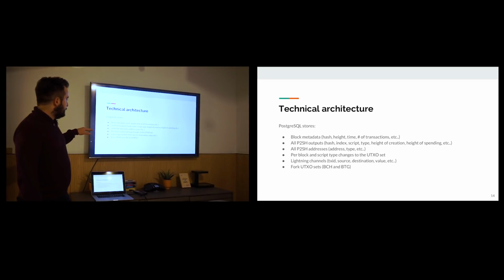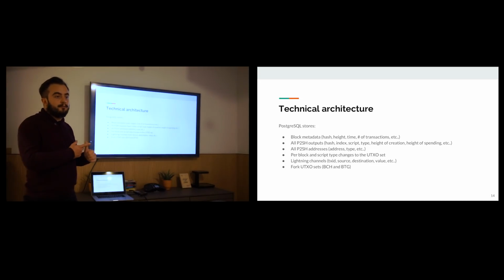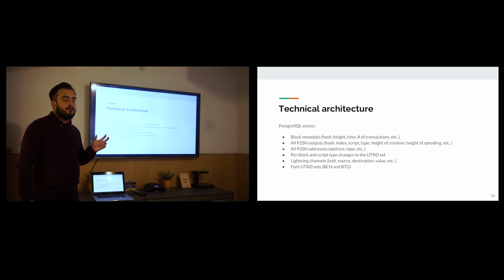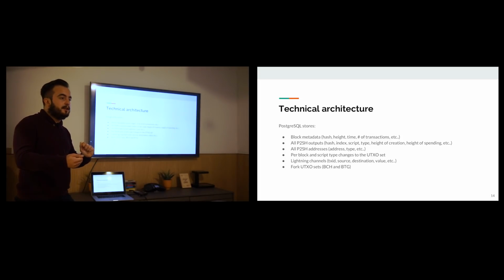There's also the per script type, so all the script types I mentioned before, like pay-to-pub key hash. You can just look at per block what this block contributes. Did it add coins to this script type or remove? Did it create outputs for this script type, remove? I have a small table to explain that later.